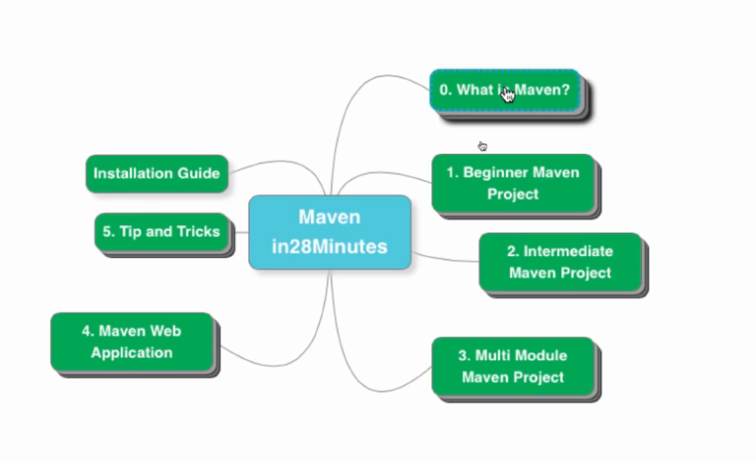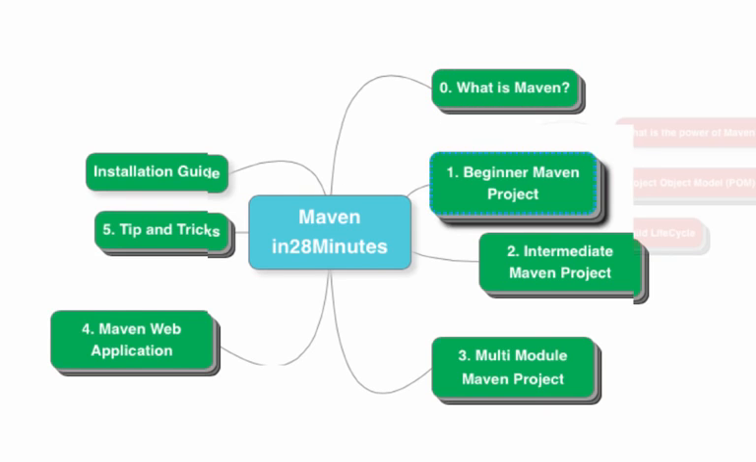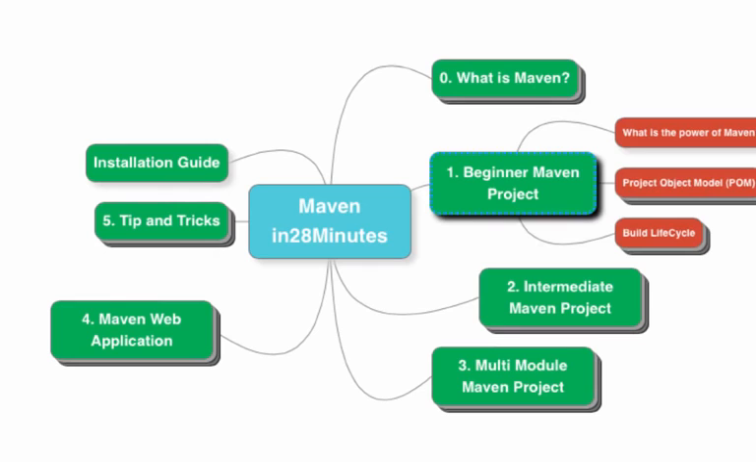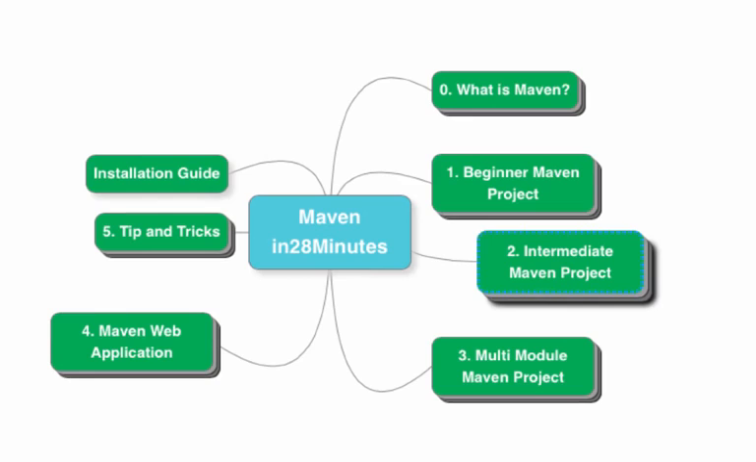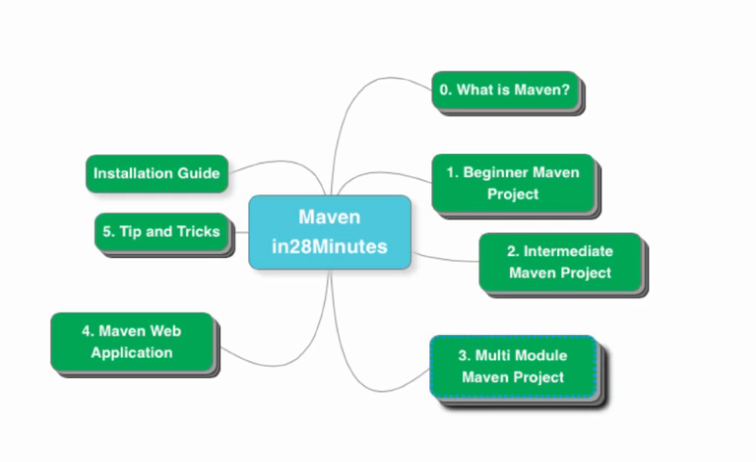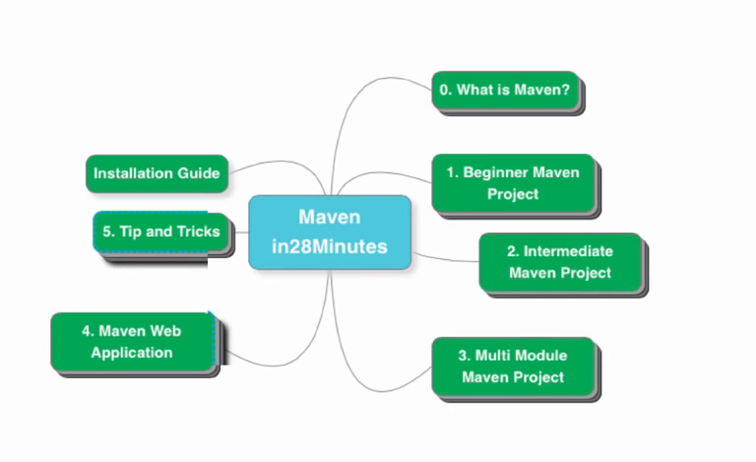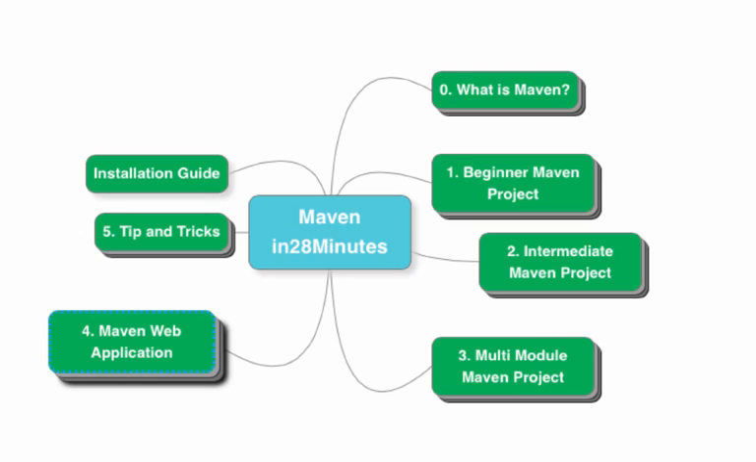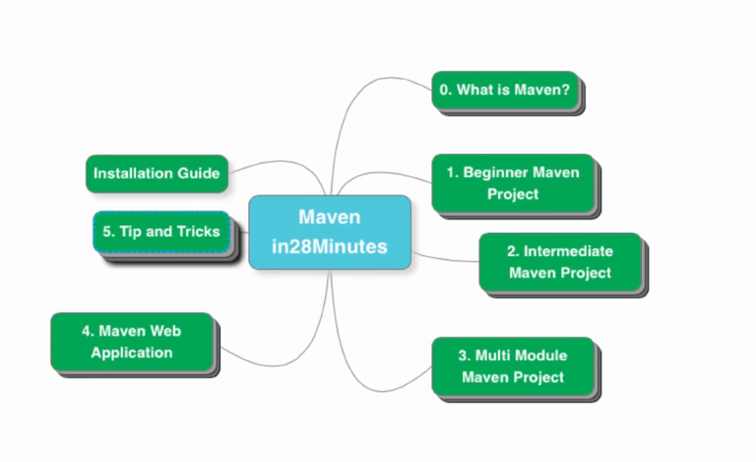In this tutorial, we started with understanding what Maven is. We went through the beginner Maven project and understood the power of Maven: what the project object model is and what the build life cycle is. We understood the concept of super POM and transitive dependencies with the intermediate Maven project. We went through the multi-module project and understood how you can configure a Java project with multiple modules. Then we looked at a web application. We ran it in Tomcat and saw how easy it is to run web applications using Tomcat when you are using Maven. At the end, we looked at tips and tricks in using Maven, and the useful commands you'd use in situations where you have problems.